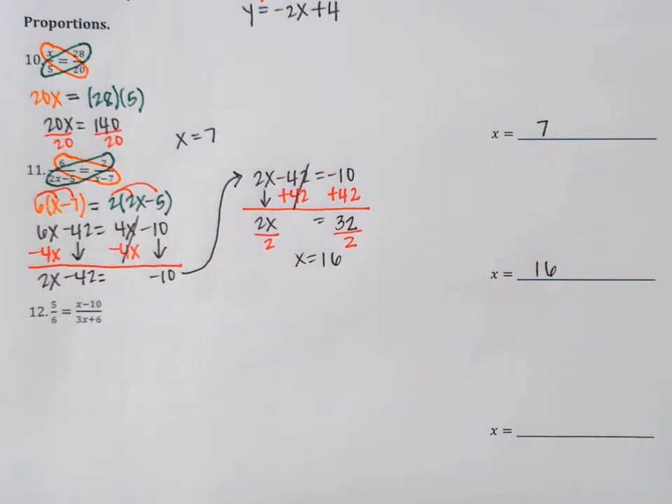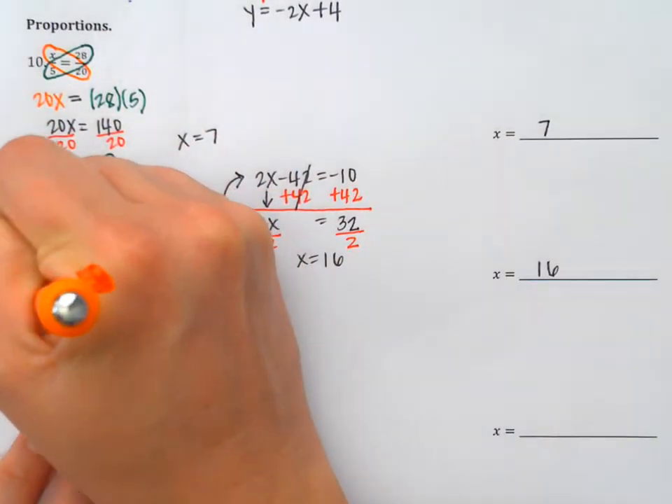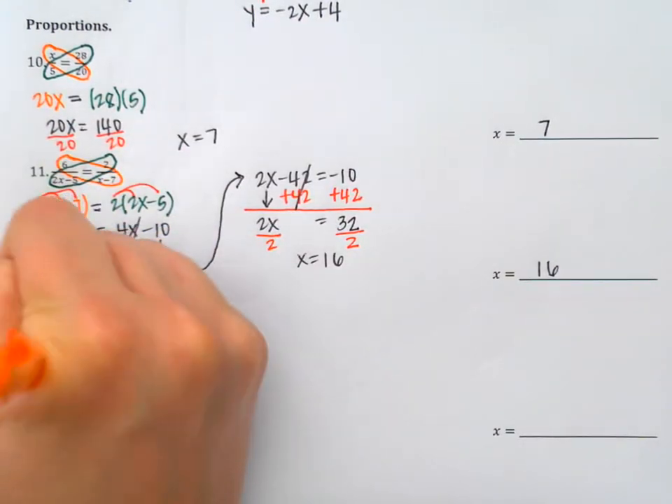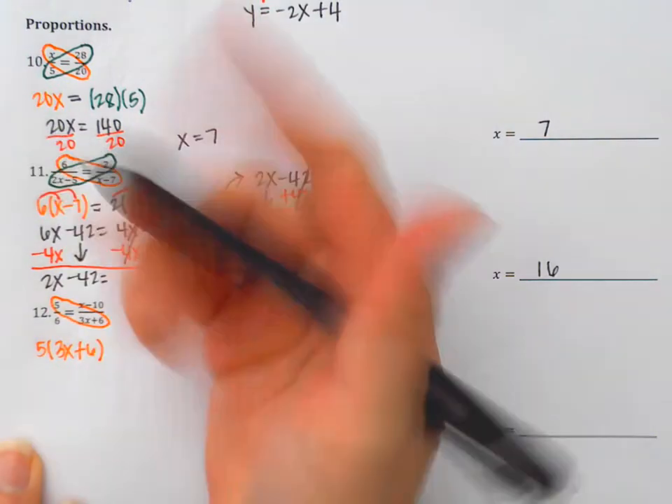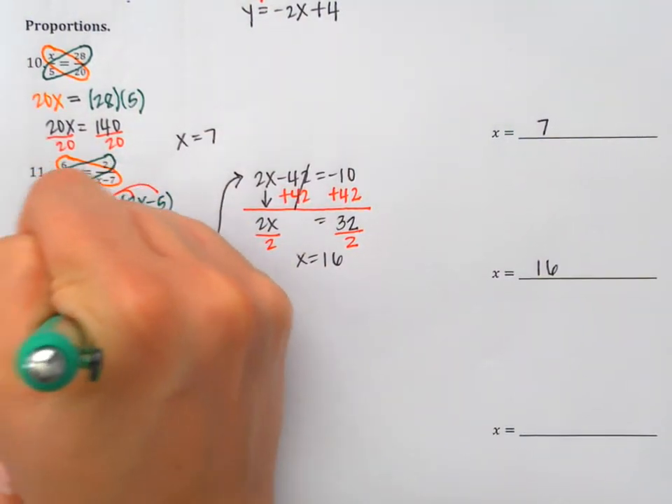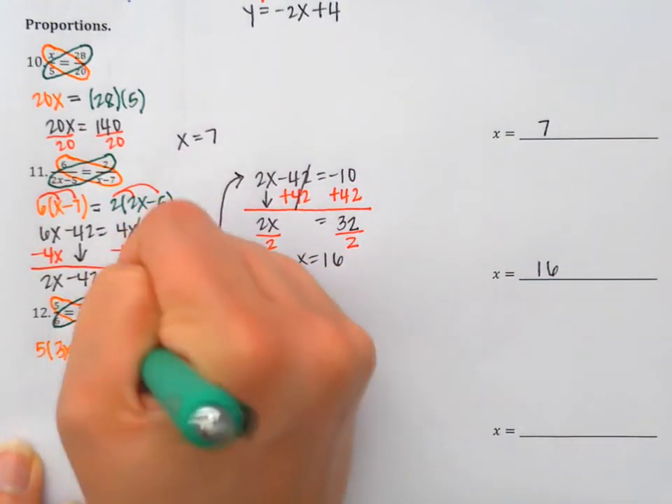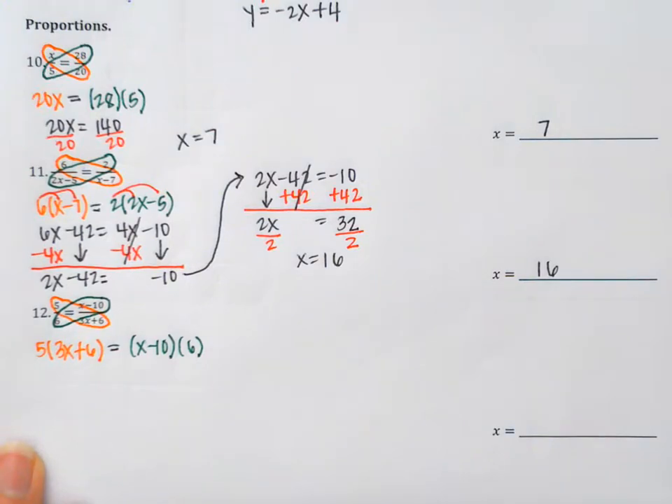Okay, last proportions question. So I'm going to, again, set it up the same. I'm going to cross multiply. 5 times the opposite bottom, so 5 times 3x plus 6 equals x minus 10 times its opposite bottom, which is 6. And I'm going to distribute.